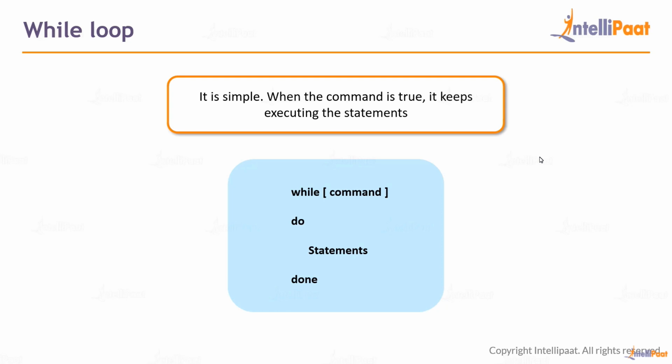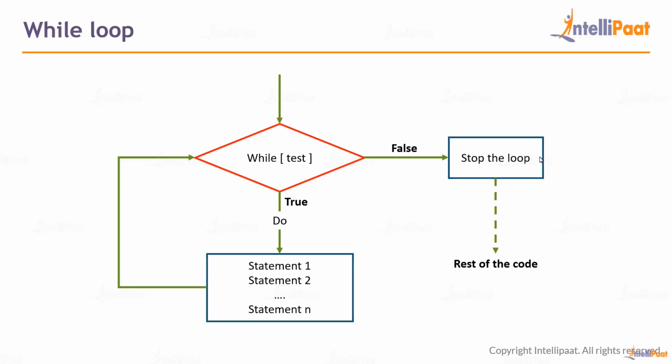So again it checks the condition. If that condition or command is true, again it goes back. So now in the next try, the condition becomes false, then this particular while loop will stop. So this is the flowchart of the while loop.